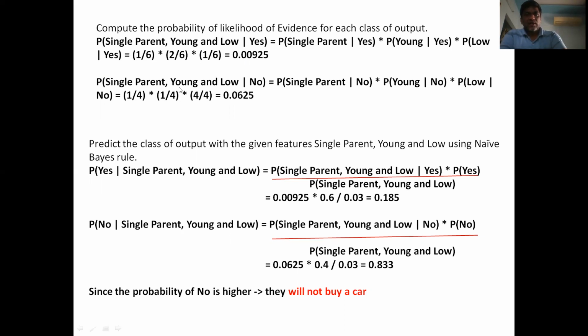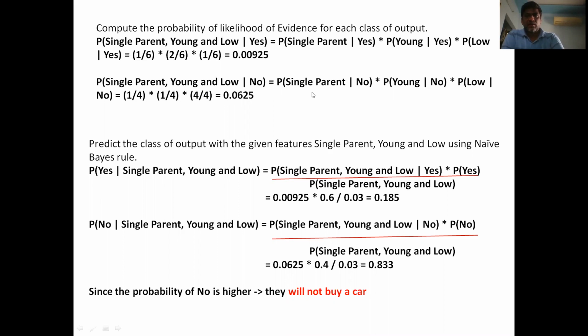Similarly, we will calculate the probability of likelihood of evidence for the class of output no. P of single parent comma young and low given no. The probability of single parent given no into probability of young given no into probability of low given no. You can get the values from the table. So this we can calculate using the formula. Probability of single parent, young and low given no is equal to probability of single parent given no into probability of young given no into probability of low given no.